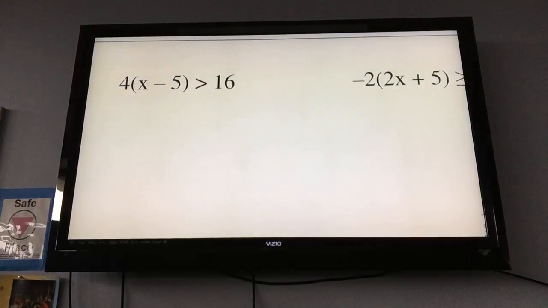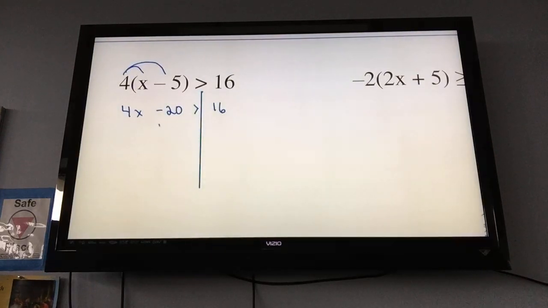All right, first step on this question is going to be what? Multiplication. Multiplication, get rid of those parentheses, very good. So 4 times x, 4 times negative 5. Plus 20. Next step, plus 20. So 4x comes down, 36.